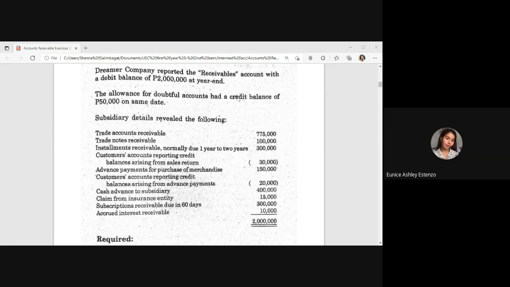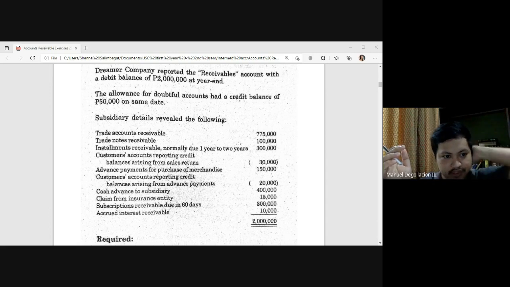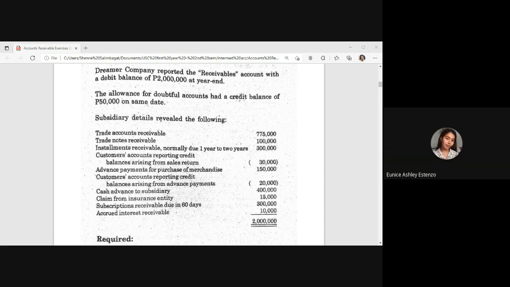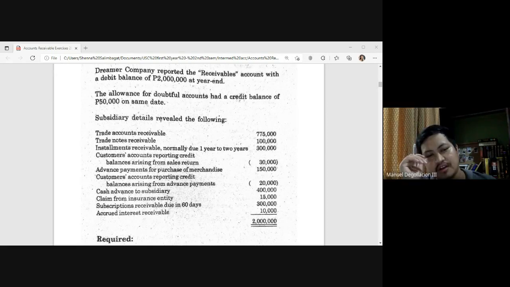Yes, sir. Claim from insurance entity. It is considered as current asset, sir. Okay, that's correct. But again, class, this can be varying. It depends on the problem. Next, about subscriptions receivable.